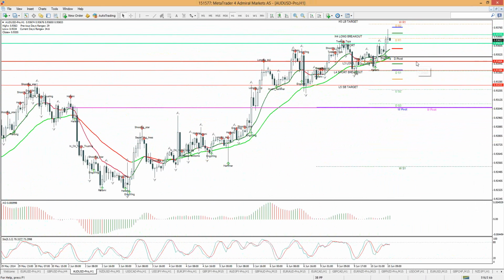Not that I see. The daily pivot here could be support again. If price gets there and we see price action clues that price is bouncing at that daily pivot, that could make sense to still look for a long somewhere here.